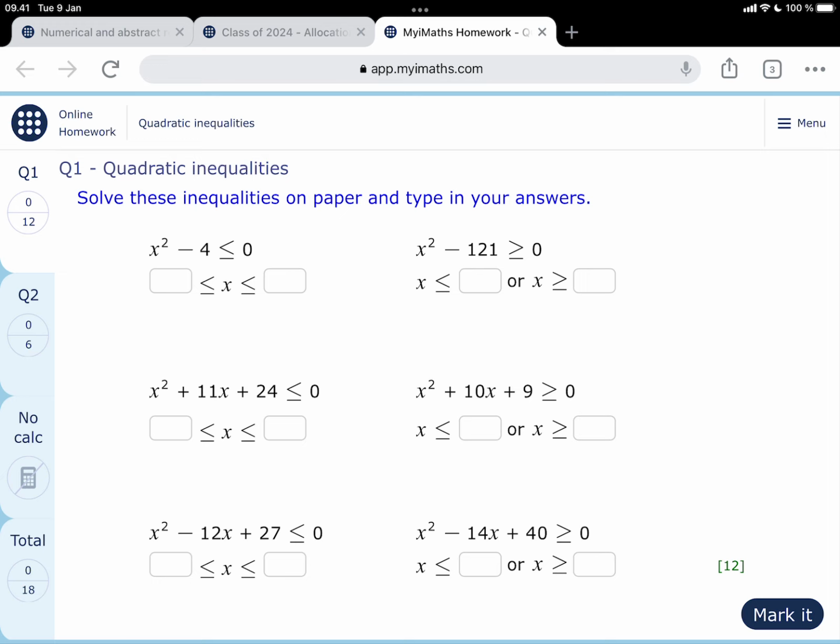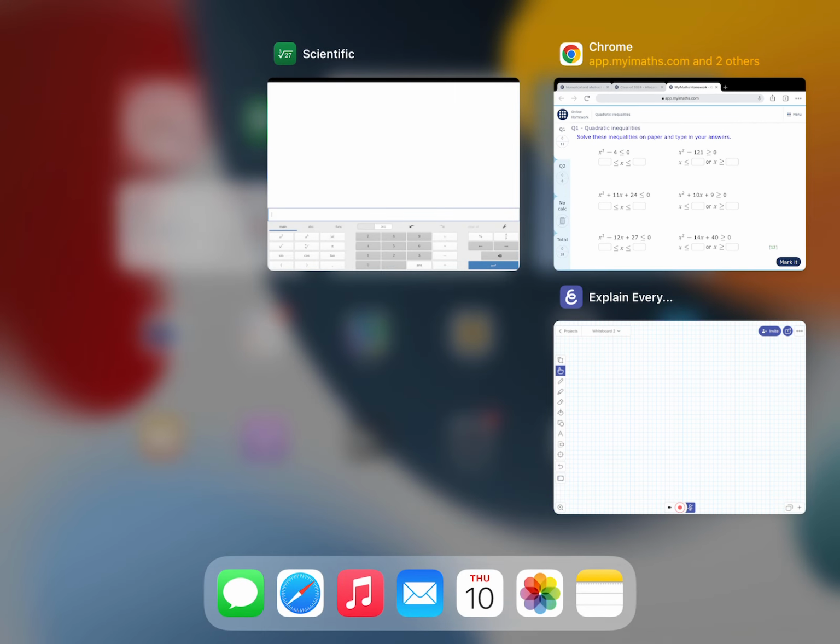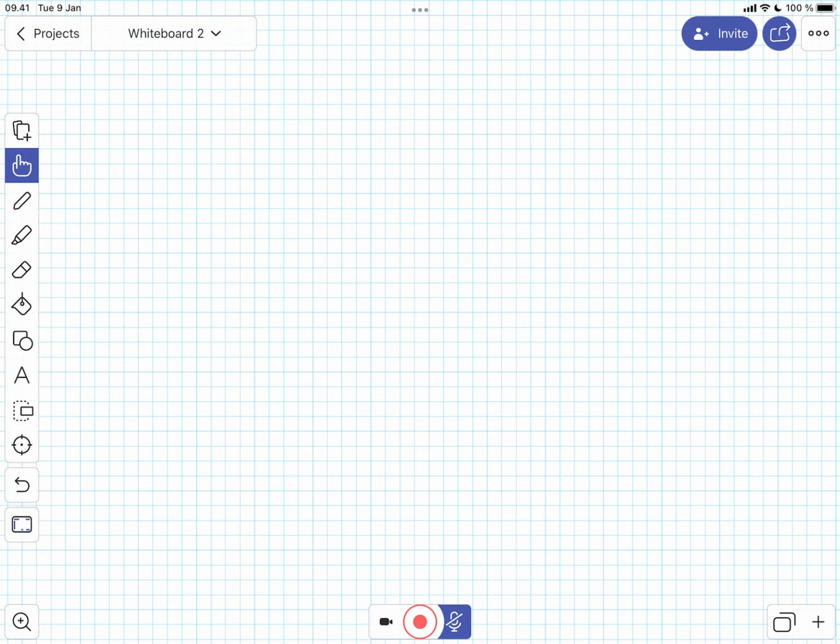Okay, we're looking at MyiMaths quadratic inequalities. Question 1. So first inequality, x squared minus 4 less than or equal to 0. So let's just get onto my notepad.